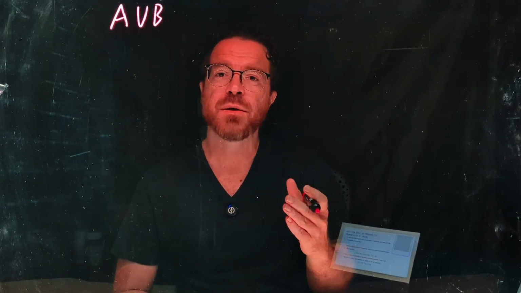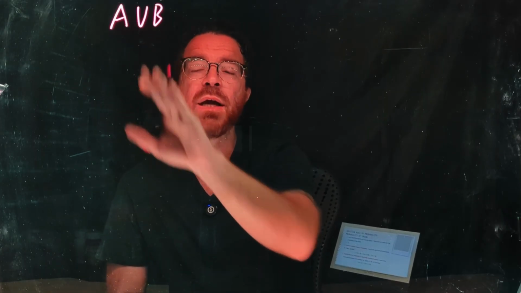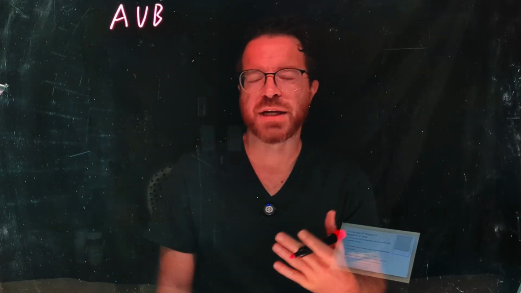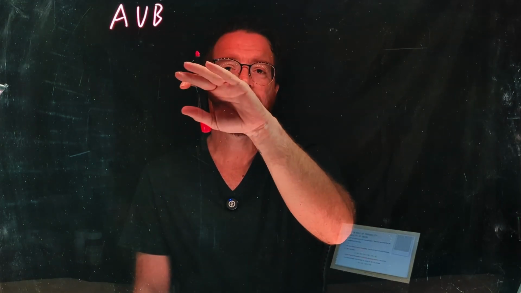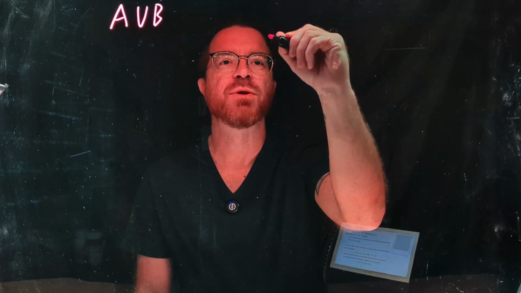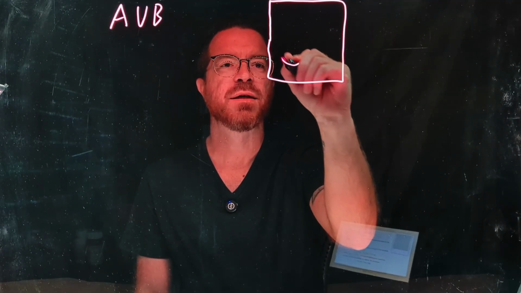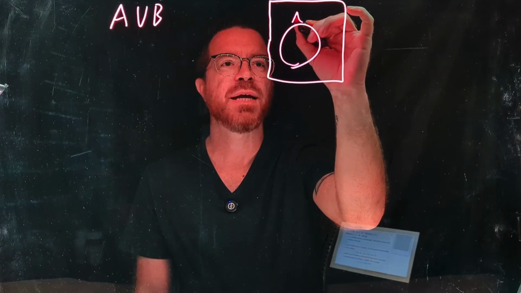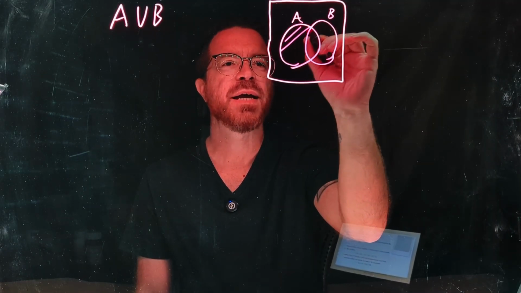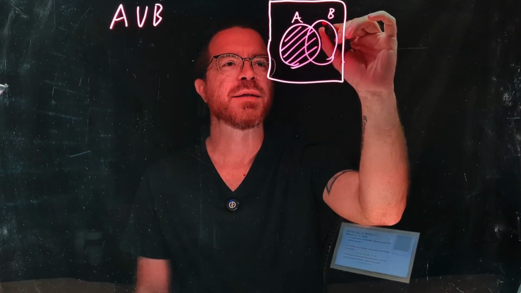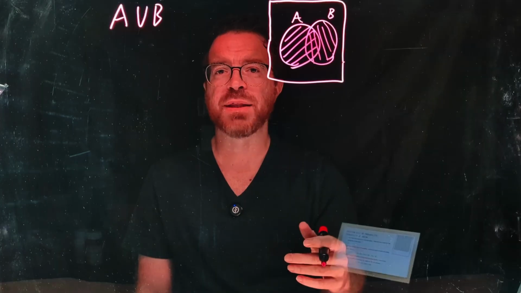Now, if you watched my video on set theory, you would know that this is called the union, which we also refer to as an or statement. It just means you take anything that's in A, or anything that's in B, or anything that's in both. So if we were to draw this as a Venn diagram, it would look something like this. You've got your outcomes in A, you've got your outcomes in B, and it is anything in A, anything that's in B, and anything that they share between them.